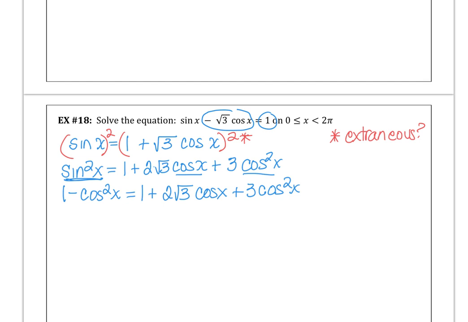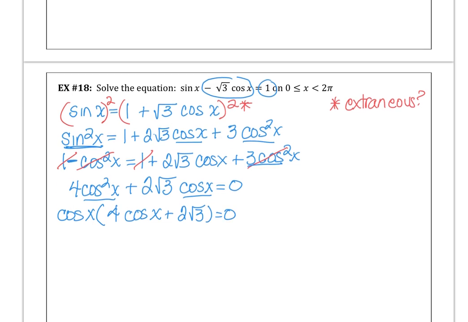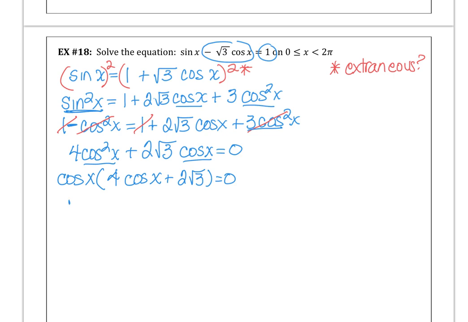The 1's are gone, 1 on this side and 1 on this side. If we add this 3 and this 1, we end up with 4 cosine squareds, adding this to the other side. And then we still have plus 2 square roots of 3 with a cosine. We can factor out a cosine. This is a lot of algebra. 4 cosine and 2 square roots of 3. Where is cosine 0? So cosine of x is 0 at pi over 2 and 3 pi over 2.